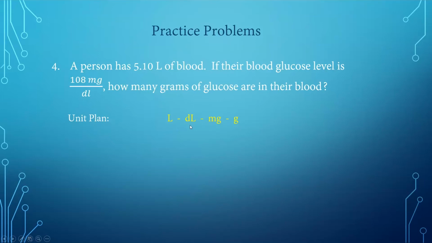Like liters to deciliters, that's simply a metric to metric conversion in each case. So we begin with our 5.1 liters, and we change that to deciliters. Remember, deci, like decade, tells us there are 10. Our liters cancel out. Then we can go from deciliters to milligrams using our blood glucose level, and our deciliters cancel out. And then finally, it's simple to change milligrams to grams because we know there are 1,000 milligrams in a gram. Our milligrams cancel, and we end up with 5.508 grams of glucose.